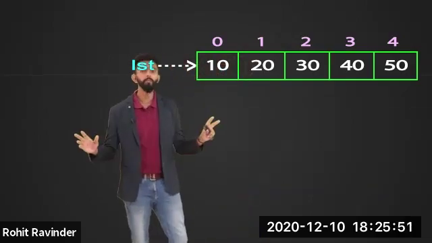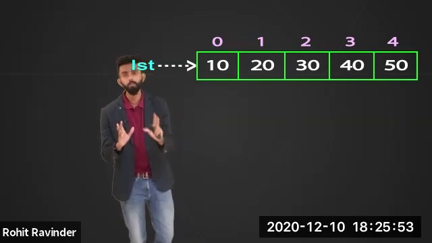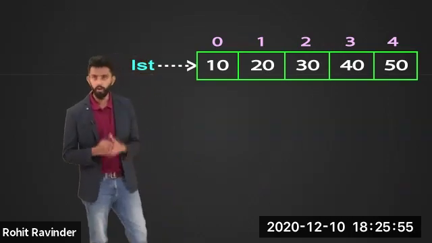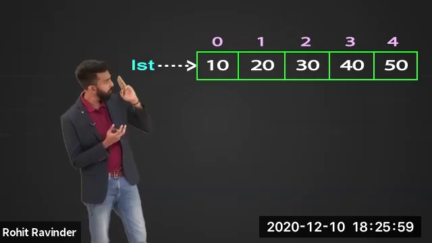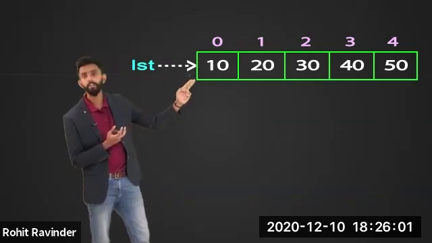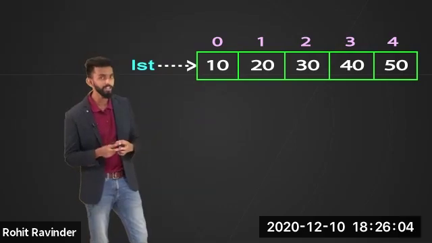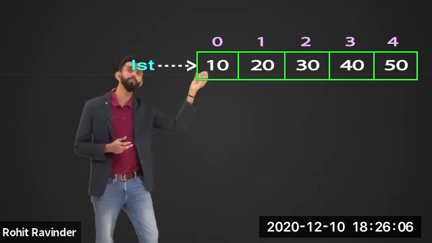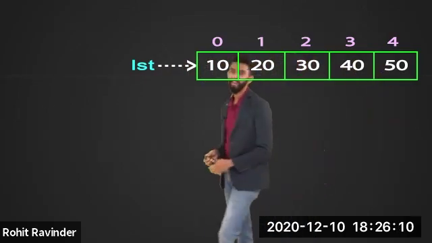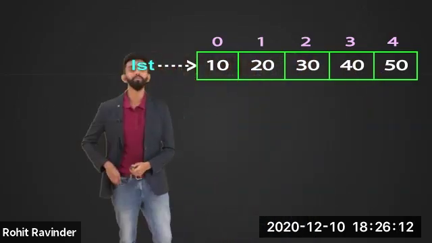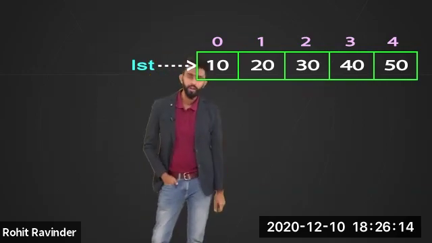Now, my program has a simple expectation, guys. My program wants to calculate the total sum of all the elements in my list. I repeat, what is the total sum of all the elements in the list, which means 10 plus 20 plus 30 plus 40 plus 50 I want to add. Any confusion till this point of time? How are we going to write code for this?